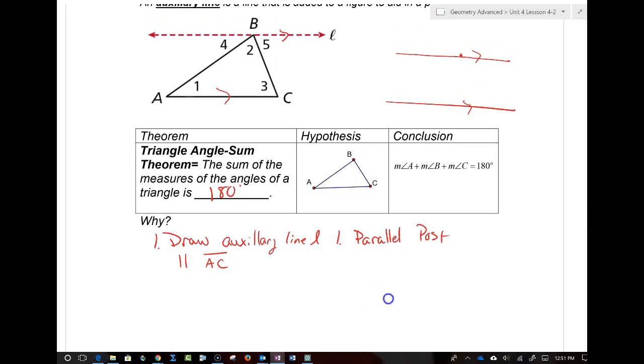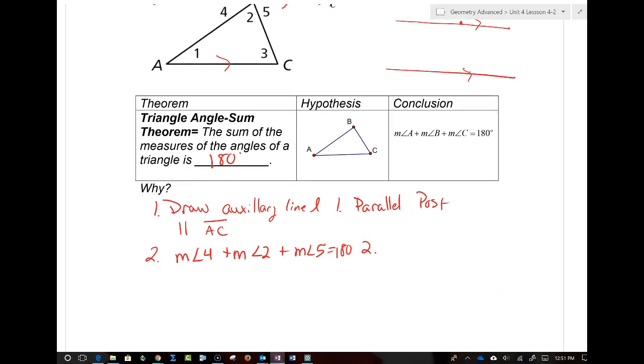Then I'm going to use just some things that I already know. First of all, and this is why this is an informal proof, I'm putting a couple of gaps and reasons together. But guys, what do angle 4, angle 2, and angle 5 all add up to? 180, right? So the measure of angle 4 plus the measure of angle 2 plus the measure of angle 5 is equal to 180. Now, this is really two reasons in a row. Do you agree with me? Sum of the parts equal the whole, right? And what's the whole? 180. It's the straight angle measure, right?